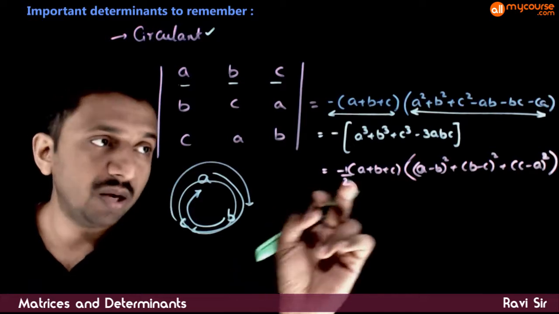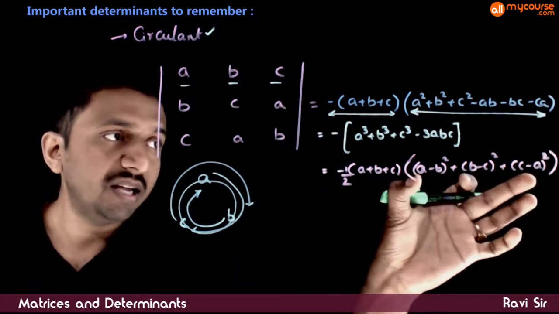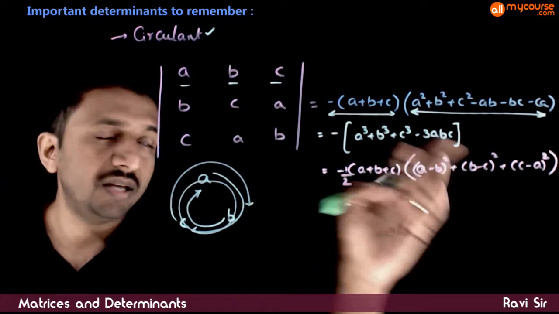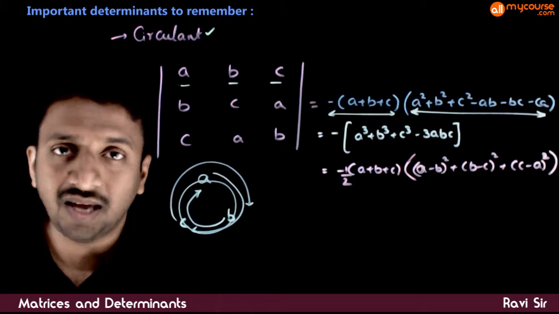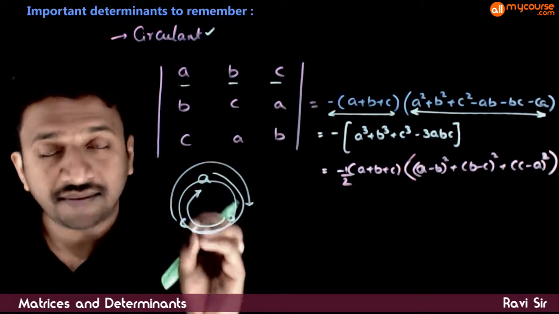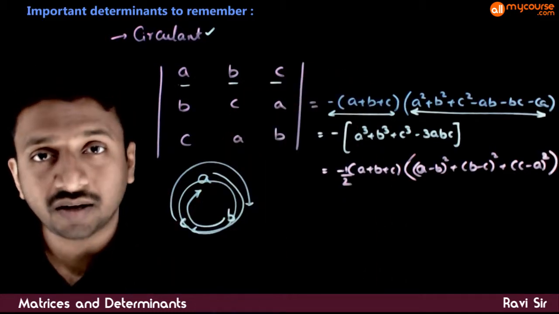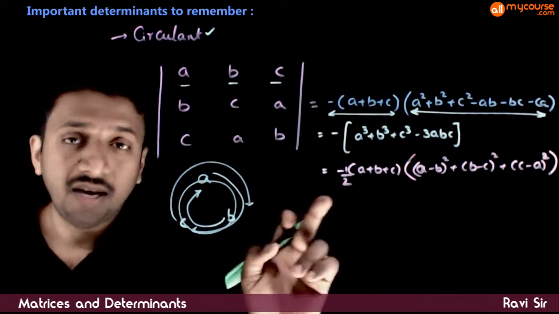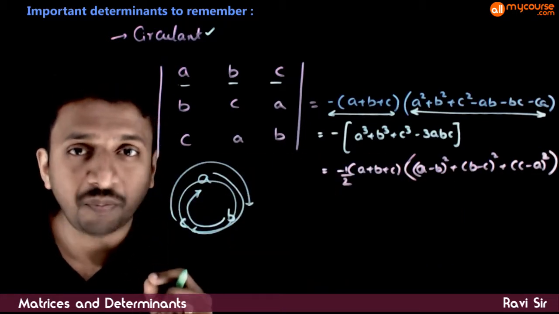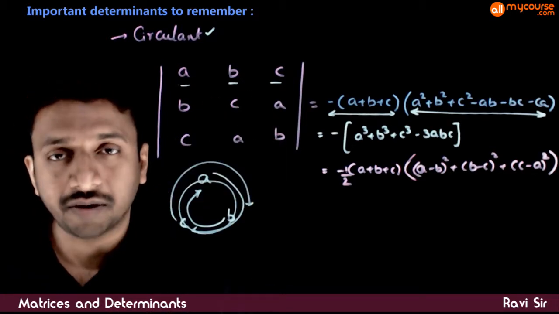And this is also equal to minus half times A plus B plus C times A minus B whole square plus B minus C whole square plus C minus A whole square. So let us look at the derivations after this. First, you need to remember these as regular formulas. Now, this formula is important because you have some important conclusions that you can draw from the determinant of circulant.